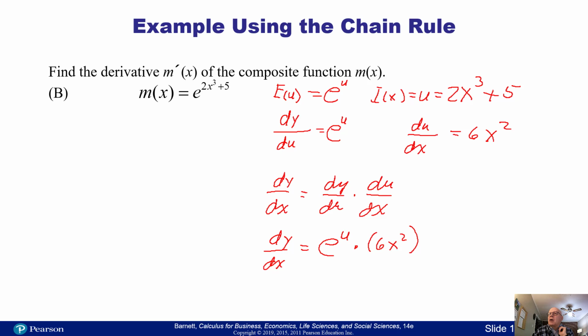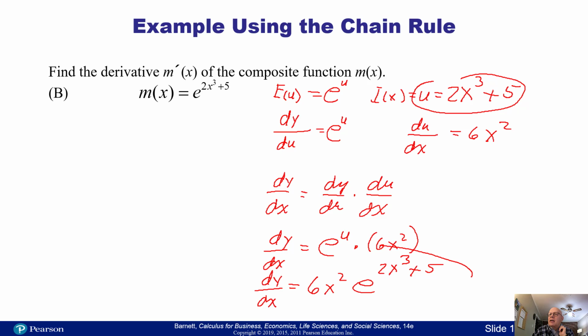But remember, u is this, so our final answer would be dy dx equals, and bring that 6x squared out front, and replace the u by the 2x cubed plus 5. And there's our derivative. I think this is what Leibniz would have liked, but until we can ask him, we'll have to let that pass.